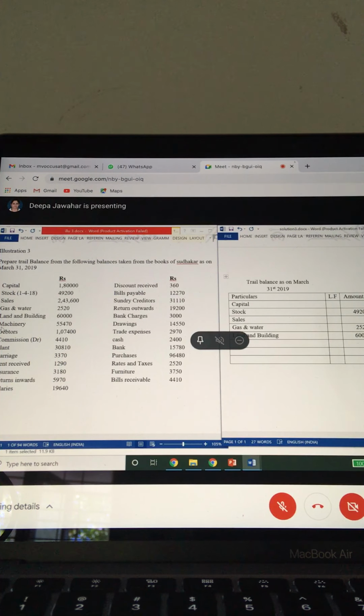Next item is machinery. Machinery is an asset. Asset always has a debit balance. Machinery 55,470.